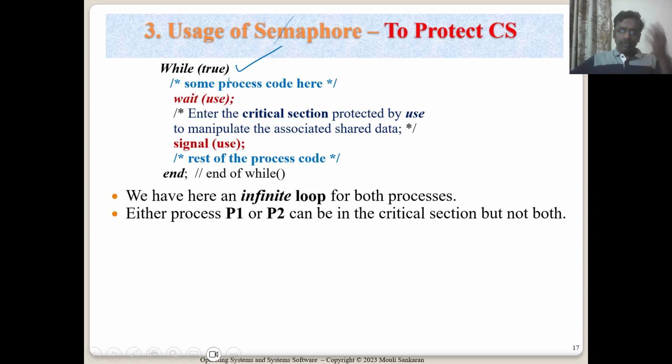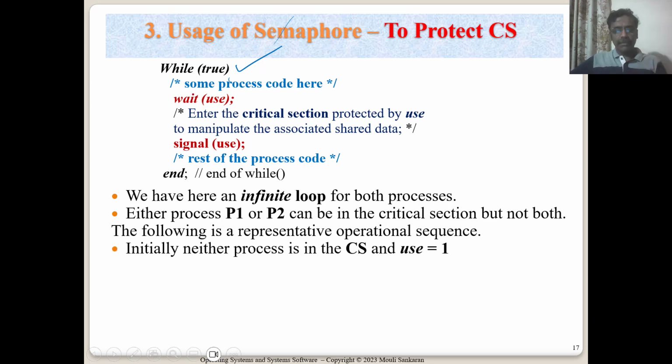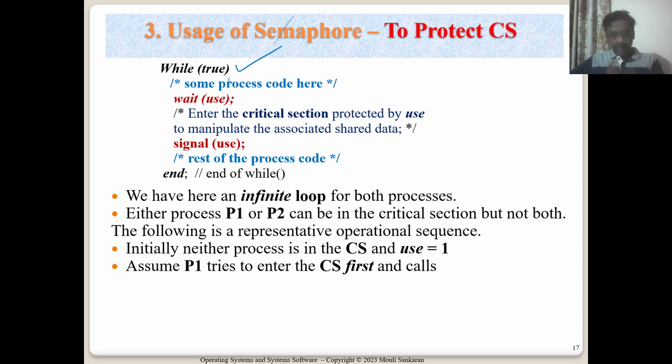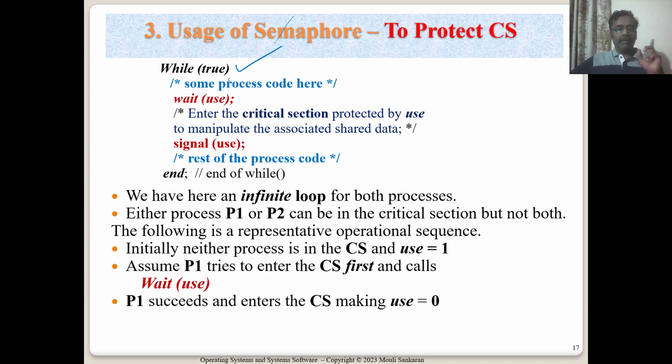Okay. So whenever one process enters, I'm just giving you the sequence of operations that happens. Initially, neither process is in the critical section, so the semaphore value will be 1. Assume P1 tries to enter the critical section first, then wait will be called by process P1. Will it come out or will it get blocked? Because nobody is in the critical section and P1 is executing the wait function call for the first time, it will be acquiring the semaphore.